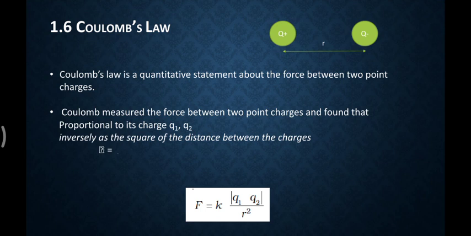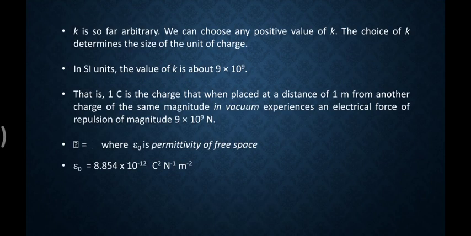All these proportional relationships, if you replace them by a constant, here k is your constant. The k is so far arbitrary, a constant, and it should be a positive number. The choice of k determines the size of the unit charge, and the SI unit value of k is 9 into 10 to the power 9 units.